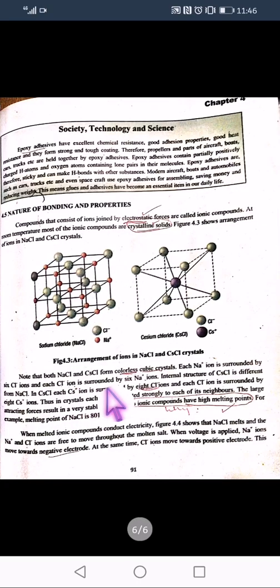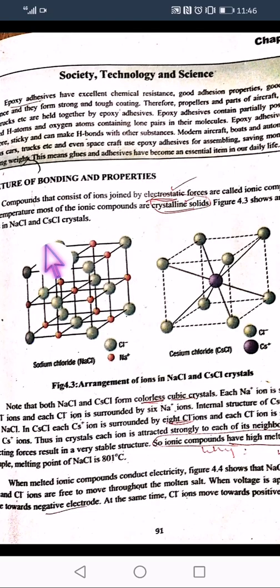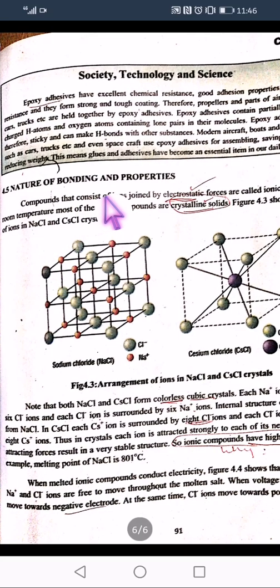Then comes the next topic, and this is the last topic of chapter number 2, that is topic number 4.4, nature of the bonding and its properties. As we know, we have discussed two types of bonding. The first one was the ionic bonding. What is it? Compounds that consist of ions joined by electrostatic forces are called ionic compounds. Such compounds are crystalline solids even at room temperature.